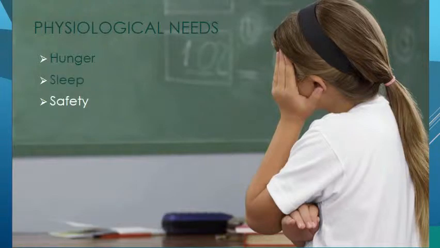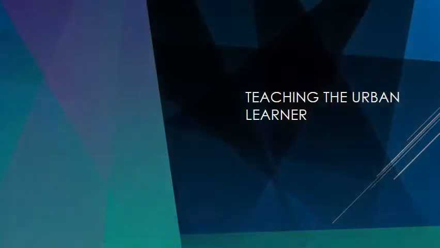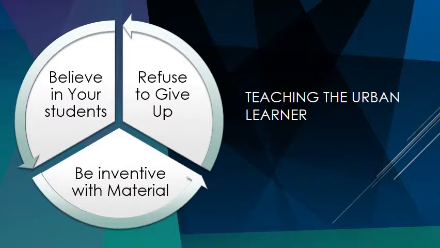What about a student that doesn't feel safe? What if a student gets to school and is still conflicted and confronted by the issues they have at home? Urban students have a higher percentage of hunger, lack of sleep, and domestic safety concerns than all other categories of students. What can we as teachers do to help? I believe that there are 3 ways to really make an impact on the urban learner in ways that they might not usually come into contact with. These are to first believe in them, second, don't ever give up on them, and third, be inventive with the material, take different avenues to teach them.